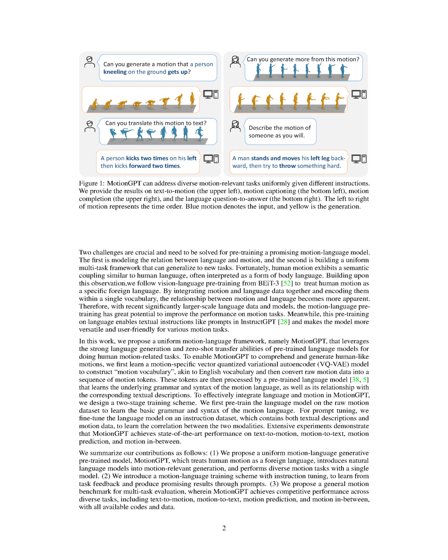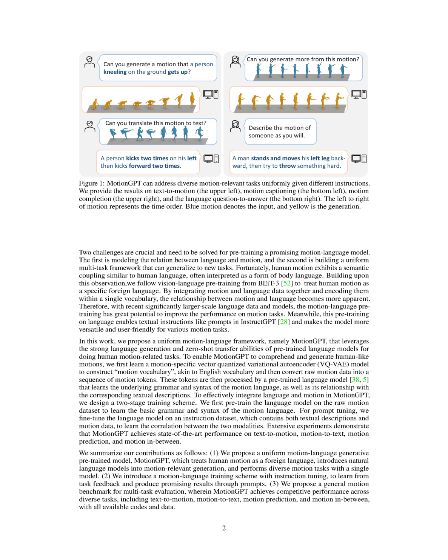To equip MotionGPT with the capability to understand and produce human-like motions, we first create a motion vocabulary, using a motion-specific vector-quantized variational autoencoder (VQVAE) model, similar to an English vocabulary, and then turn raw motion data into a sequence of motion tokens. These tokens are then processed by a pre-trained language model that learns the underlying structure and rules of the motion language, along with its relationship with the corresponding textual descriptions.